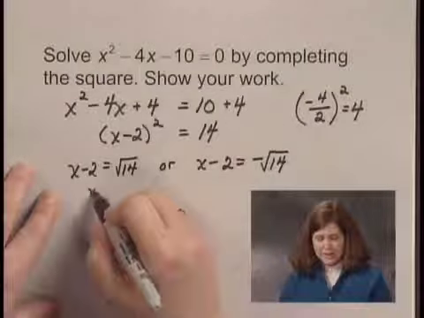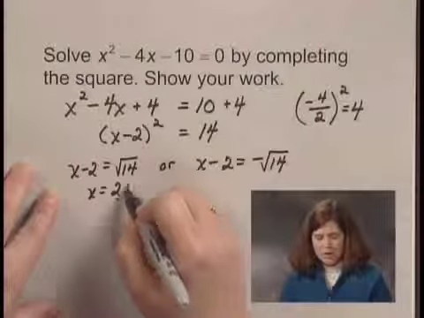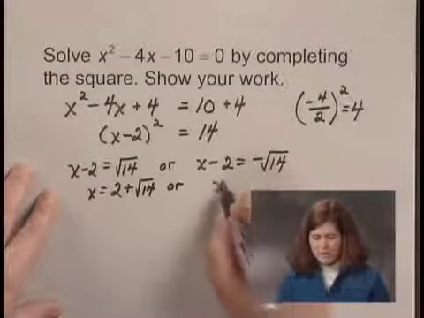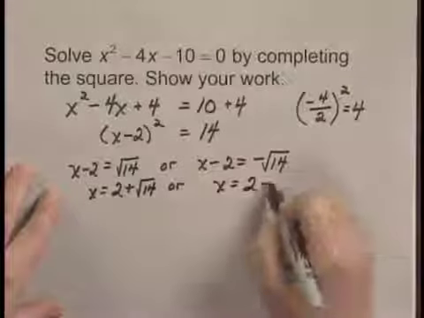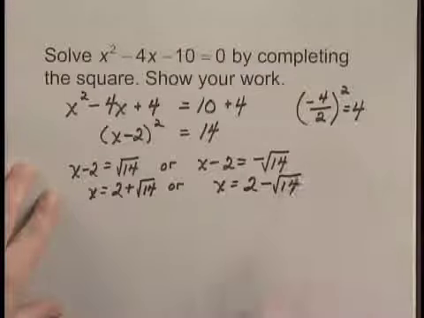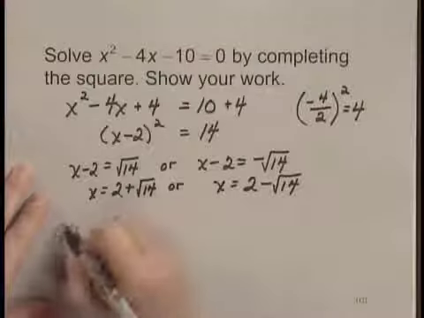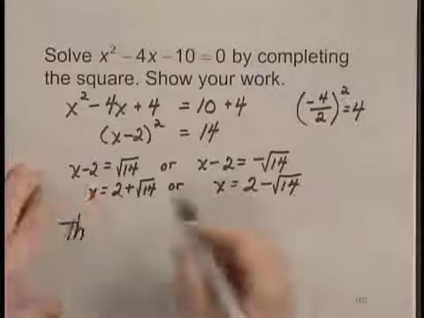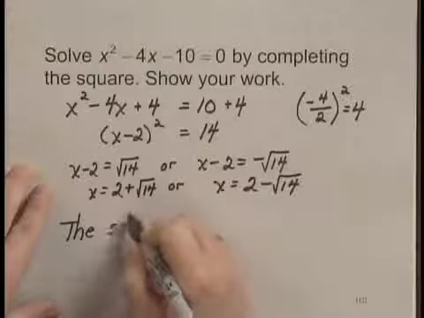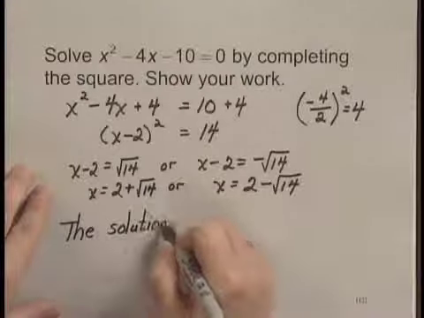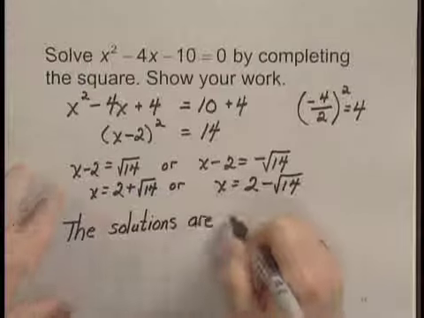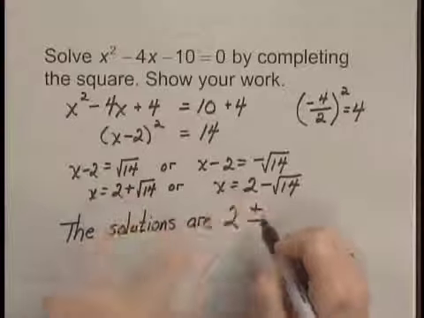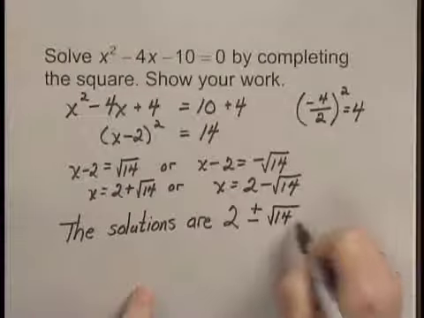Solving for x, I have x equals 2 plus the square root of 14, or x equals 2 minus the square root of 14. And when I write the solutions, I can combine these two answers by using a plus or minus sign. I can say the solutions are 2 plus or minus the square root of 14.